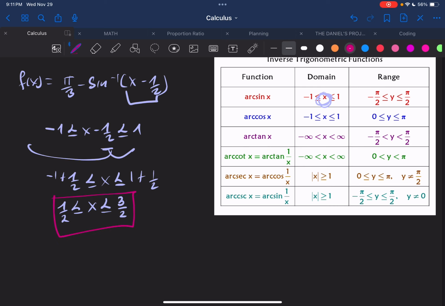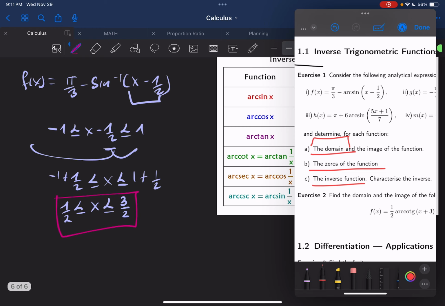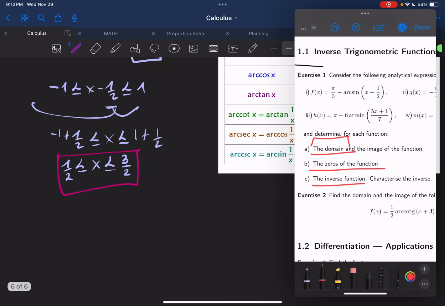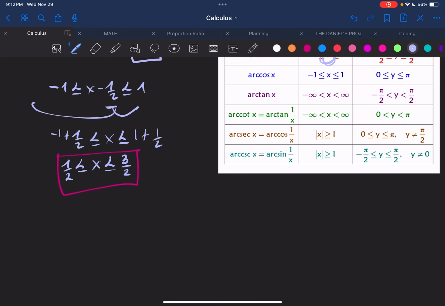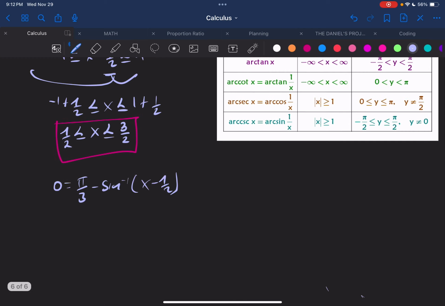Now, the second thing they're asking us to do is to find the zeros of the function. The zeros of a function are where the function is equal to 0. So basically what we're trying to find is what values of x will make this whole function equal to 0. So we set this whole function equal to 0: 0 equals pi over 3 minus sine inverse of x minus 1/2, and I'm going to be solving for x.